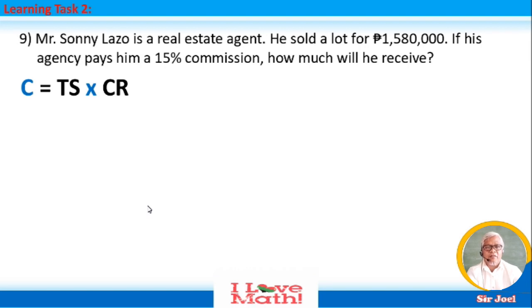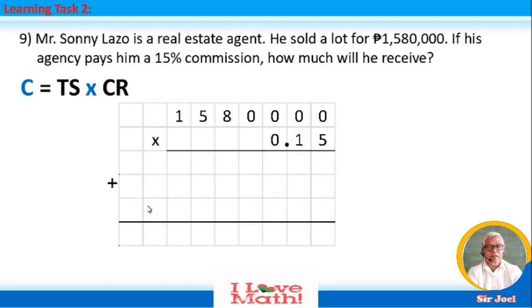In this case, anong gagawin natin? 1,580,000 times 0.15. So, dahil meron kang 2 decimal places doon sa iyong tanong, edi syempre pa, yung sagot mo sa baba, huwag kakalimutan, i-move ng 2 places to the left. Okay? So, kung ano man yan, yan ang sagot sa problem number 9.